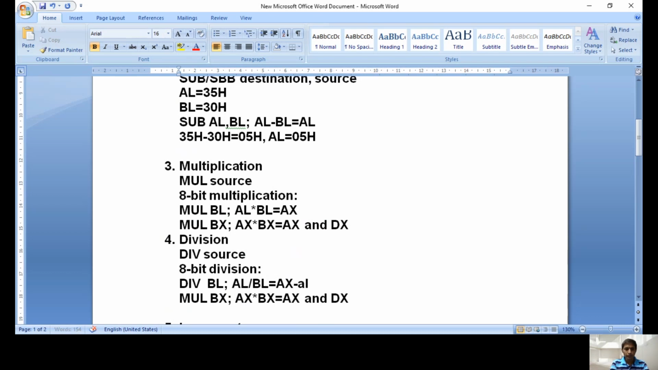In that AX also, AL contains the quotient result, whereas AH register contains the remainder result. So in division we have two results, quotient and remainder. So quotient result is present in AL register, whereas remainder result is present in AH register for 8-bit division. If you go for a 16-bit division, let us see what happens. Now we are performing 16-bit division.